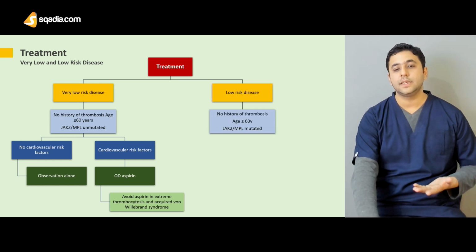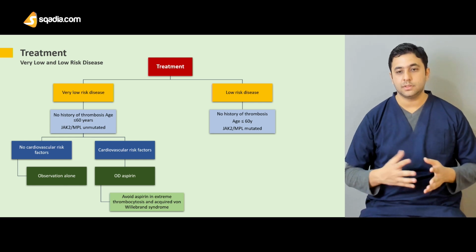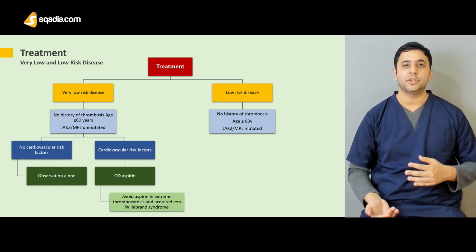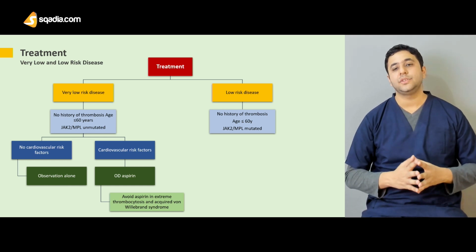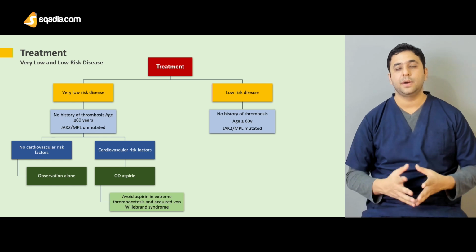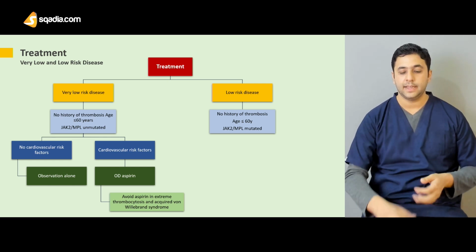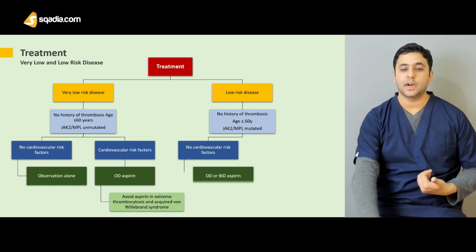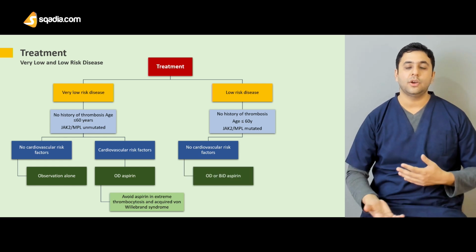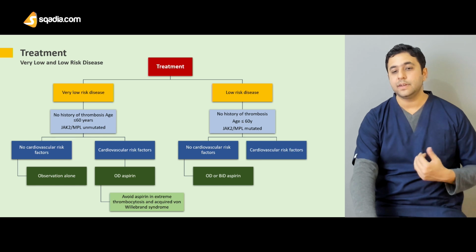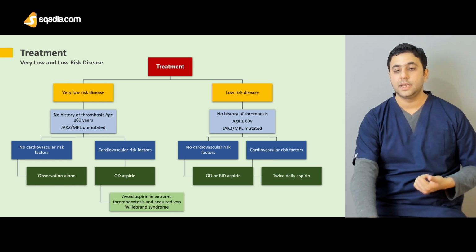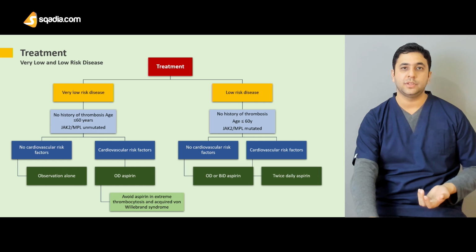Now, the low risk disease is the one which has no history of thrombosis, the age is less than 60, but there is a mutation of either the JAK2 or the MPL pathway. So that mutation basically differentiates the very low risk disease category from the low risk disease category. In these patients, if we have no cardiovascular risk factor, then once daily or twice daily aspirin is good enough, depending on their overall profile. And if we have a history of cardiovascular risk factors, then twice daily aspirin is the standard therapy for these patients.